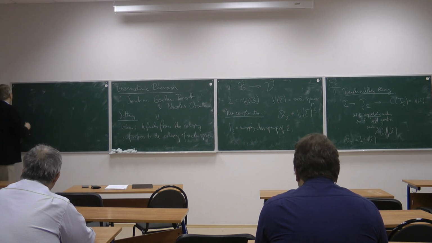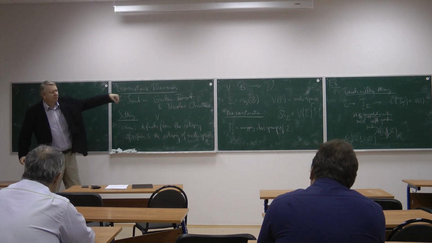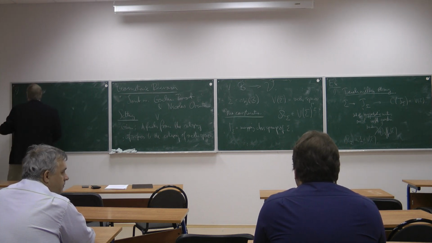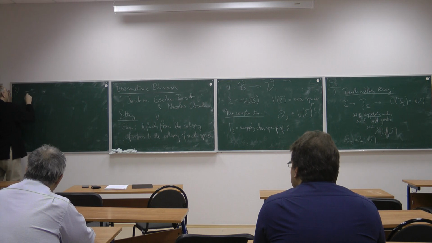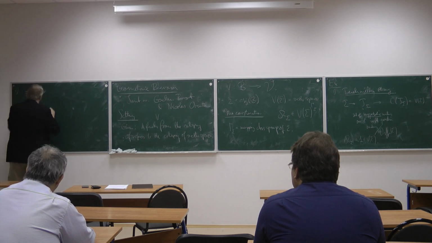So let's take example 2. In example 2, the V will be the same. But now I'm going to take a different function. I'm going to go with f of sigma, and at some hyperbolic structure, it's going to be the following.